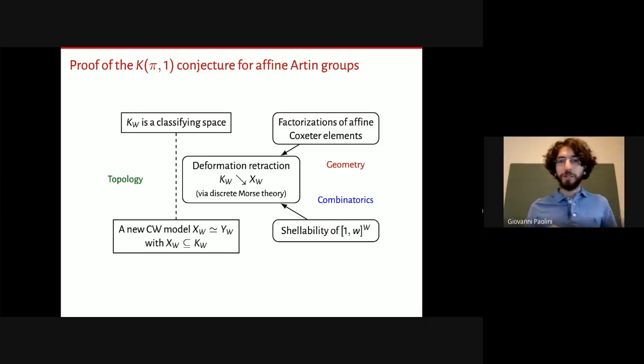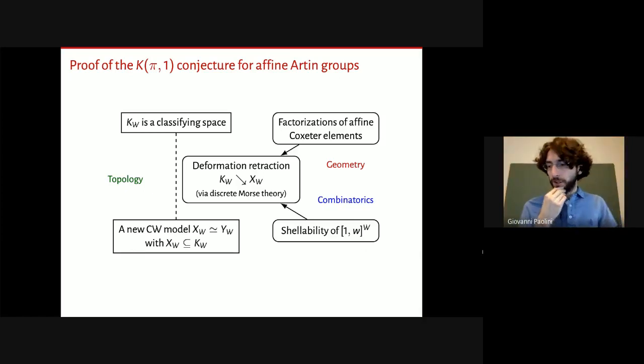And this deformation retraction by itself required some work, and it is interesting, in my opinion, because it relies on a lot of interesting combinatorics and geometry of affine Coxeter groups. In particular, one important step in this construction was to prove that the non-crossing partition posets in the affine case are EL shellable, this property over here.